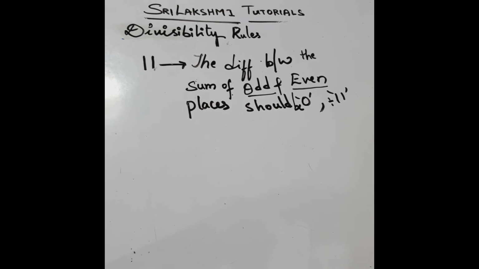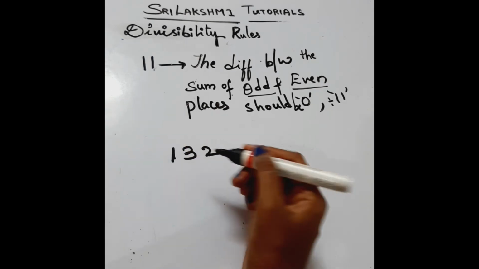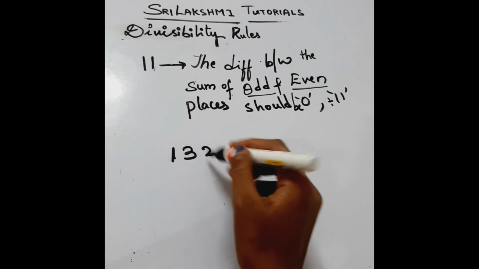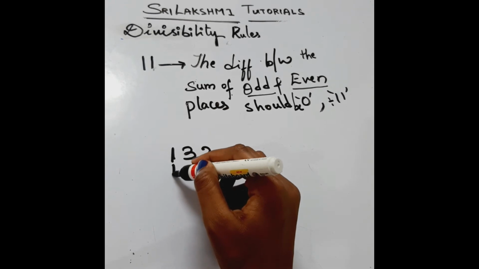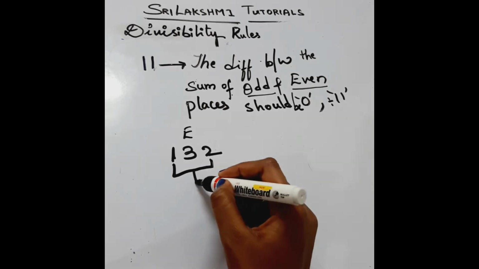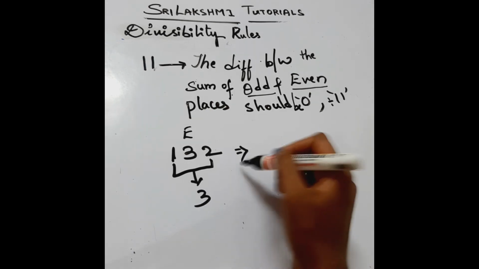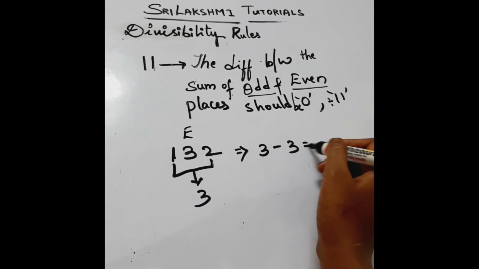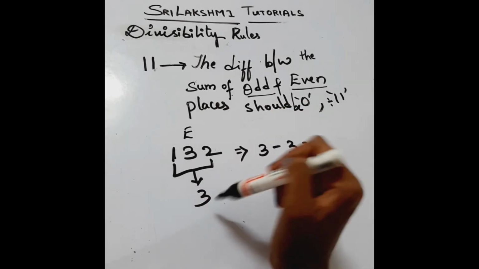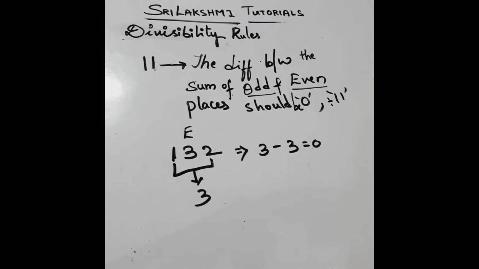Let's check for the number 132. Let's go with the first 3 digits. From right to left, starting from the ones place, odd and even. 1 and 2 are odd places, 3 is the even place. What is the sum of these odd places? 2 and 1 is 3. Now odd minus even is equal to 0. The difference between the sums of odd and even places is 0, so 132 is divisible by 11.